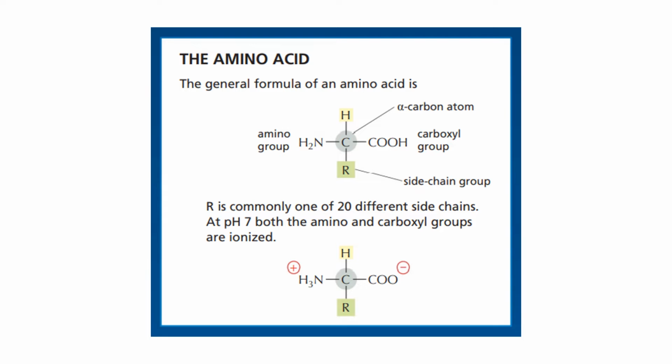Before we talk about proteins, we need to know about the building blocks of the protein, the amino acid. An amino acid is a molecule with an alpha carbon atom at its center, an R group, the side chain, plus an amino group at its one end and a carboxyl group at the other end. At pH 7, both the amino and carboxyl groups are ionized.